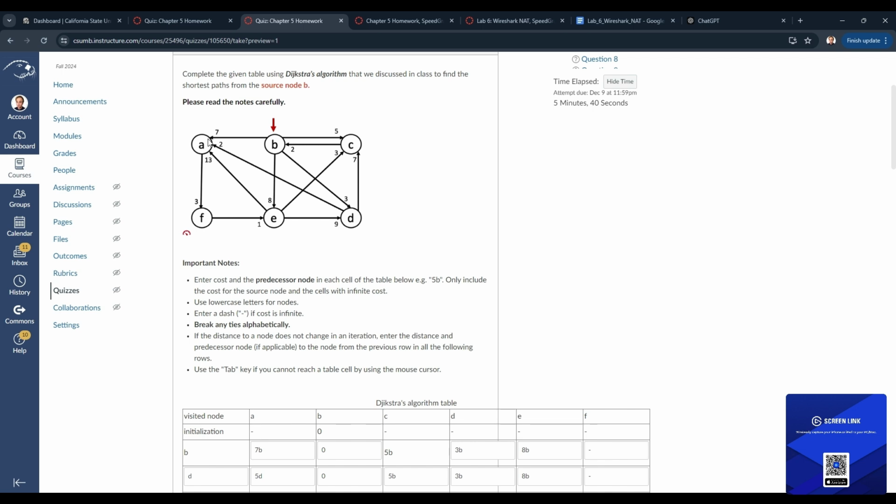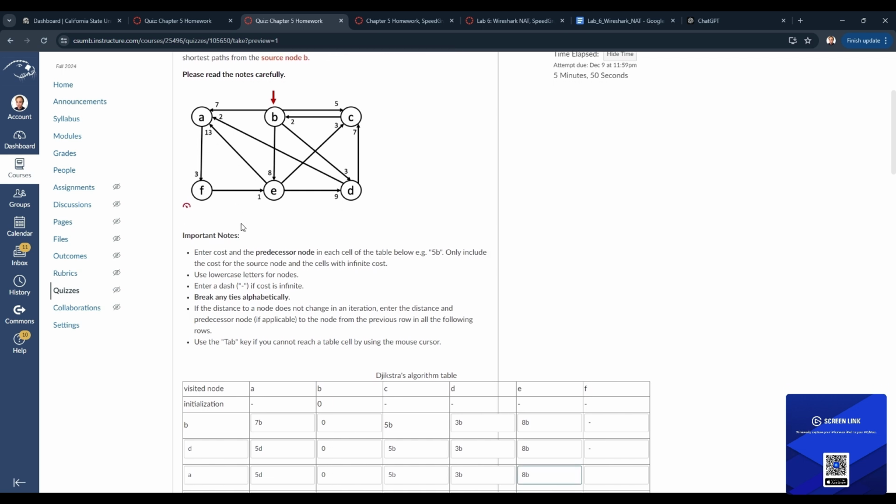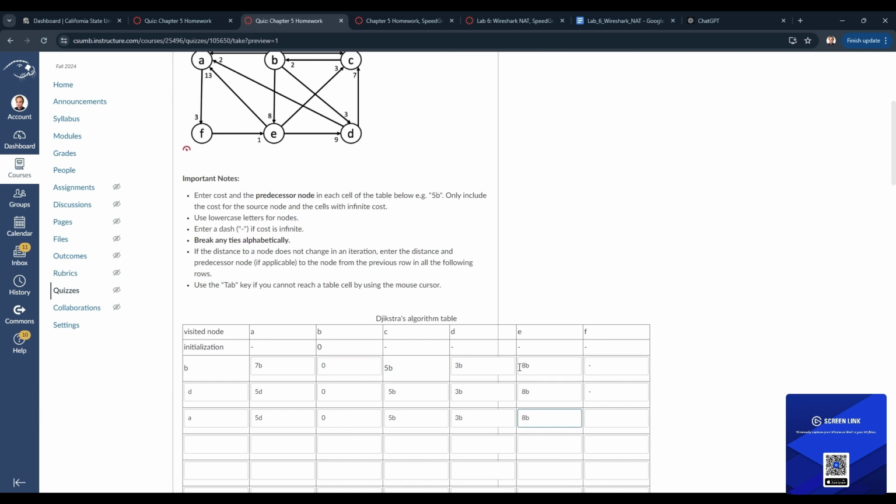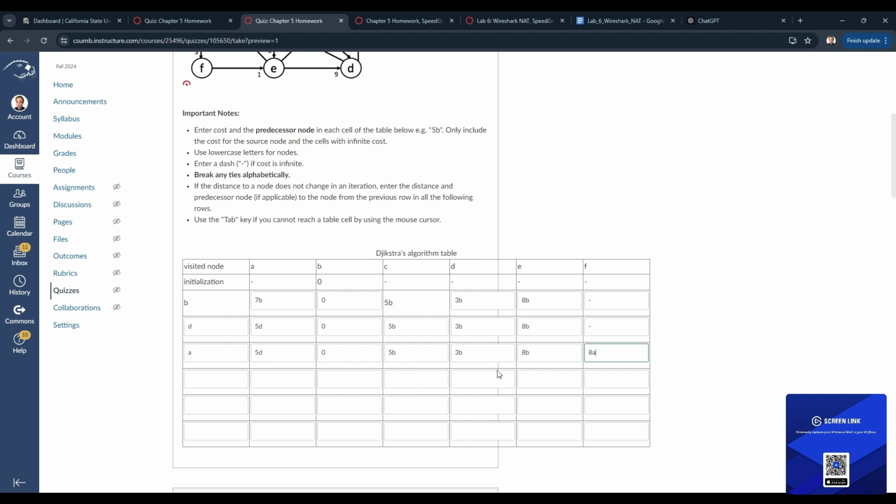So which is shorter? That's 5 plus 3, or 7 plus 3. So that's going to be a cost of 5 plus 3, which is 8. And our predecessor node is going to be A. So 8A. And so I've done A, I've done B, I've done D.